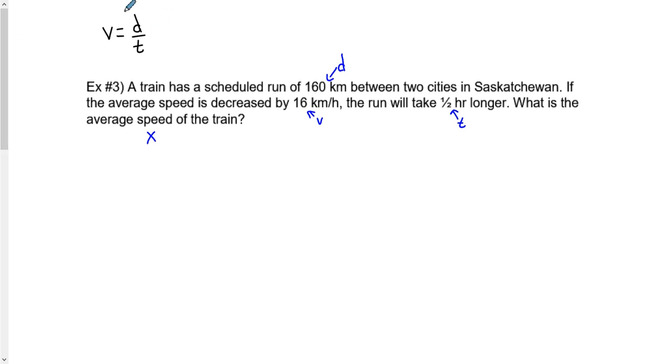I know for this example, what we need to do is we actually need to solve for time, which means we multiply both sides by t. So a t multiplied by v would equal d, and divide by that v.